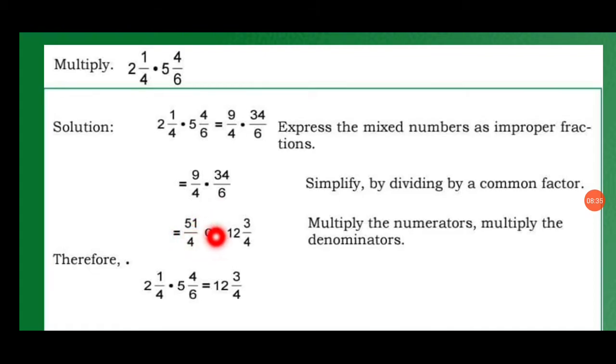Or expressing this improper fraction as a mixed number, it becomes 12 and 3 over 4. If we divide 51 by 4, the answer is 12, and the numerator would be the remainder, which is 3. And the denominator would still be the same. Therefore, 2 and 1/4 times 5 and 4 over 6 is equal to 12 and 3/4.